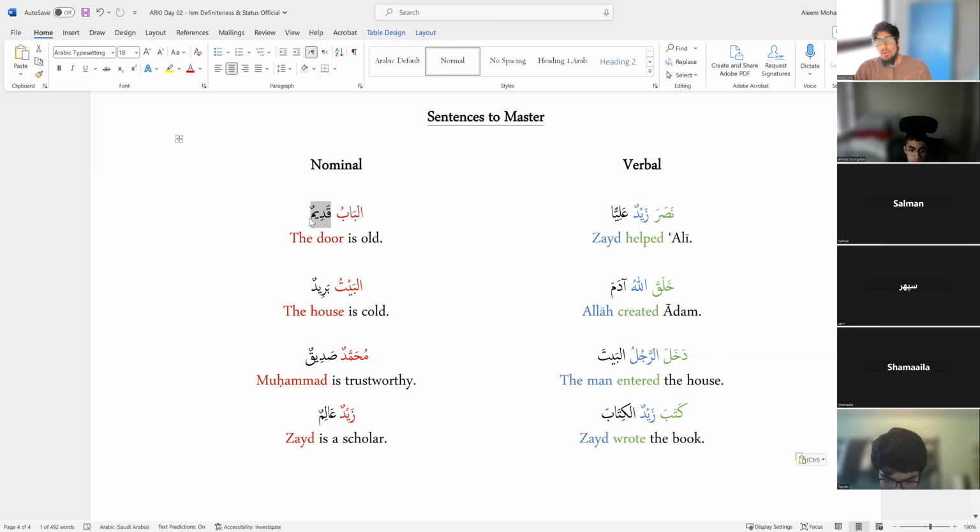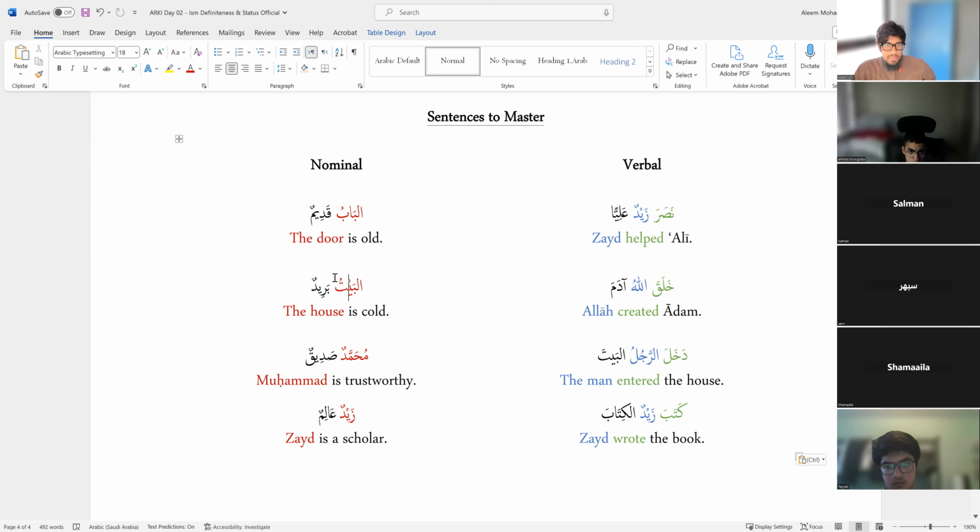My predicate. Why do I know that? Because it is indefinite, and this is shown by the tanween ending, and it's in a state of rafa. So I'm going to drop my "is" in between. Whenever you see a nominal sentence, the first thing you should ask yourself: where is my mubtada? Where is my khabar? And where am I going to put the "is" in between? So al-baytu baridun, which means the house is cold.